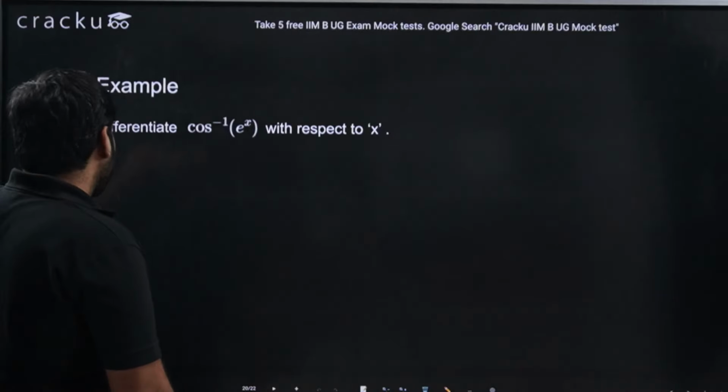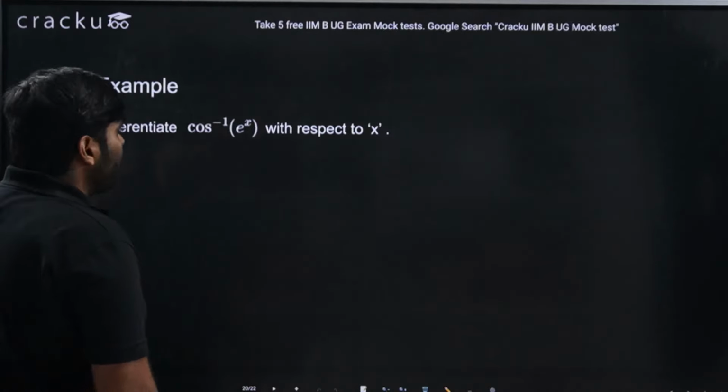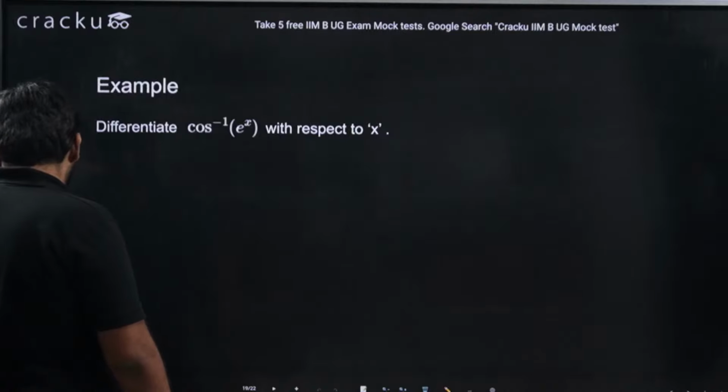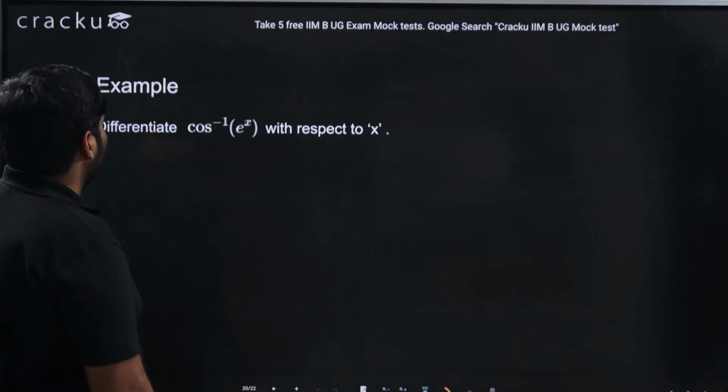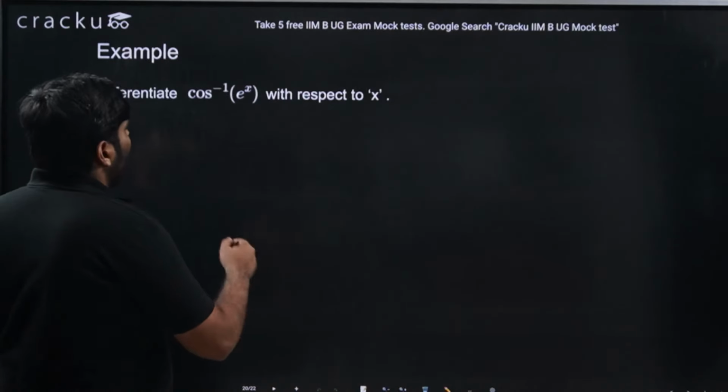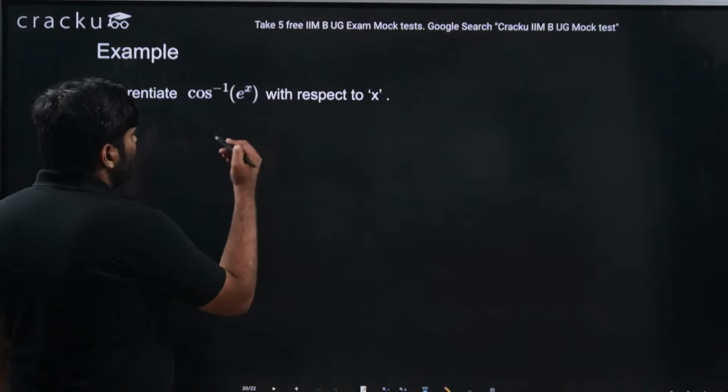Example: differentiate cos inverse of e power x with respect to x. How to do this? Let's assume e power x as t.